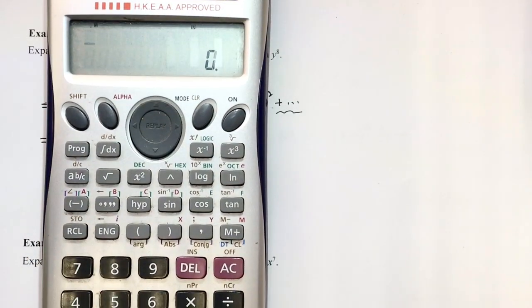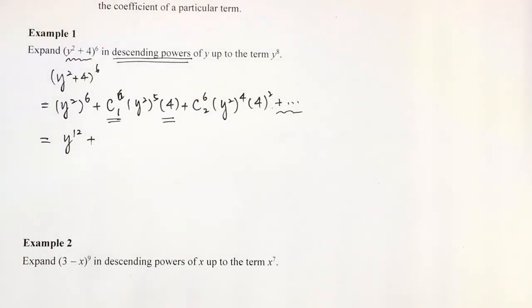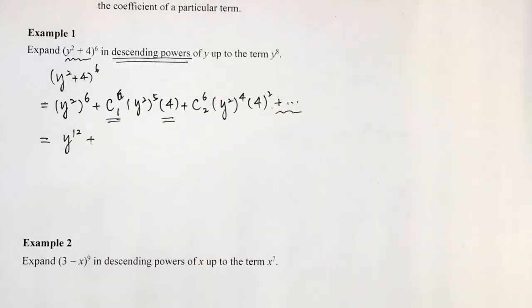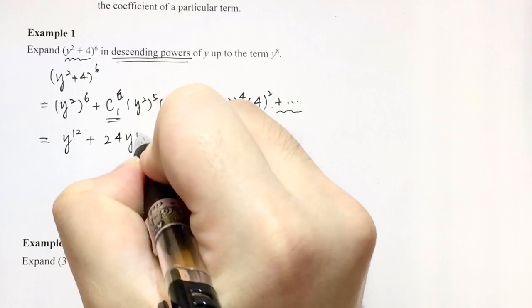Okay, in your calculator, above the division sign, there is a symbol nCr. So if you want to find 6C1, you press 6, shift, division sign, 1, and then you will find the value of 6C1 being 6. So for 6C2, you press 6, shift, division, 2, you will get 6C2 is 15. So you do not actually need to remember the values of nCr. So we have 6C1 times 4, which is 24, 24y to the power of 10.